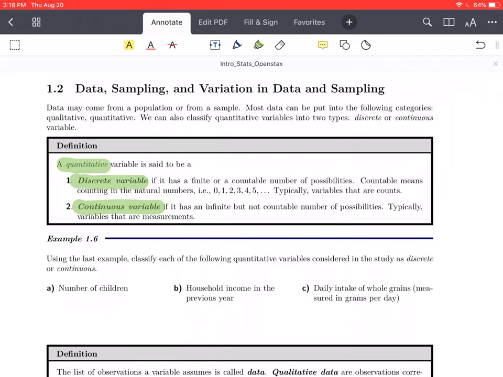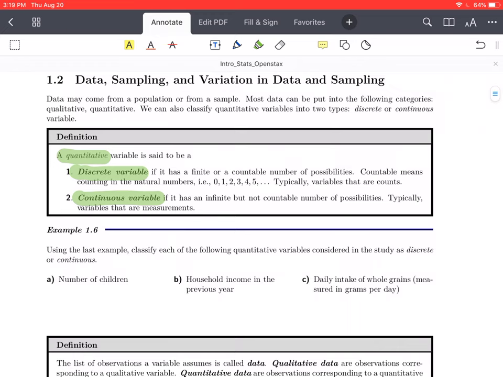Okay, countable means counting the natural numbers like 0, 1, 2, 3, 4, 5, etc. Okay, continuous variables, however, have an infinite but not countable number of possibilities. So oftentimes that would be like measurements. Okay, so let's look at some examples down here. So classify each of the following quantitative variables considered in the study as discrete or continuous.